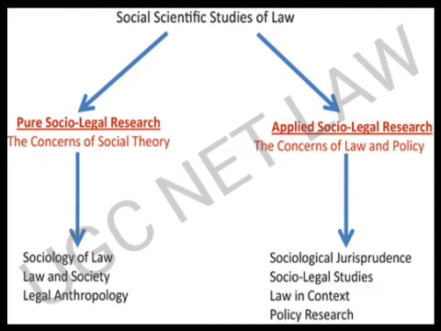When we go to the next, social scientific study of law, you can see the main two are again pure and applied, but in that applied there is only the concern of law and policies. Applied social legal research is the legal research on law and policy. Which type of law and policy is there? Sociological jurisprudence, social legal study, law in context, policy research. On the other hand, pure social legal research is concerned with social theories, sociology of law, law and society, and legal anthropology.